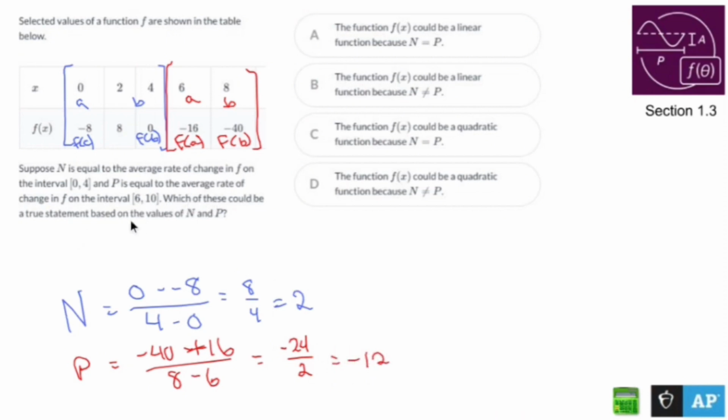Which of these could be a true statement based on the values of n and p? The function f could be a linear function because n equals p. Well, that's not even close. It's not linear. I know it's not linear because the rates of change are different, so I'm not even going to bother. The function f of x could be quadratic because n does not equal p, which is true. So if it's quadratic, the rate of change is always changing. This is asking for rate of change, and the rate of change is changing or has changed. So yes, this could be quadratic because the rate of change is not the same.